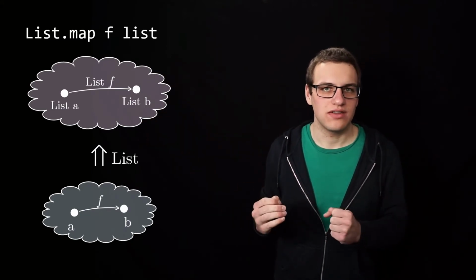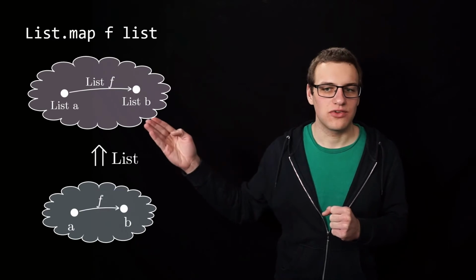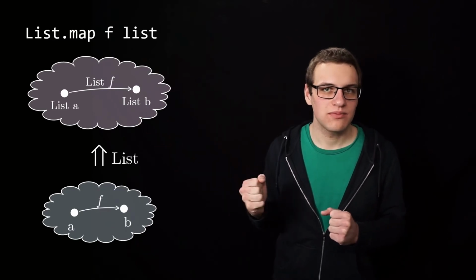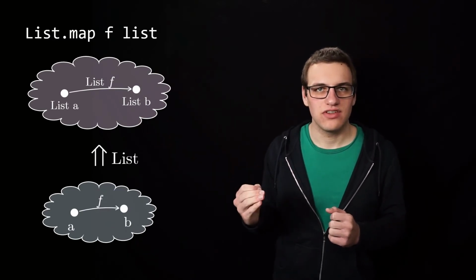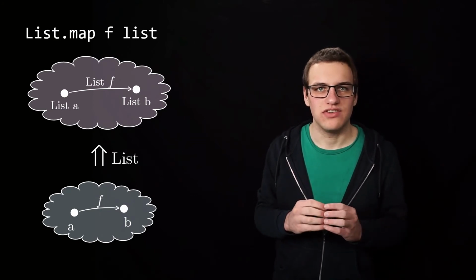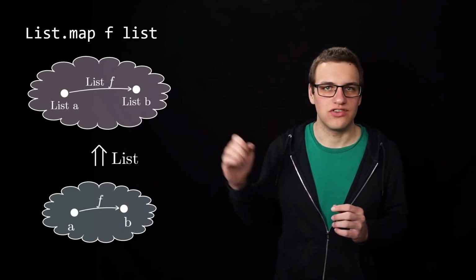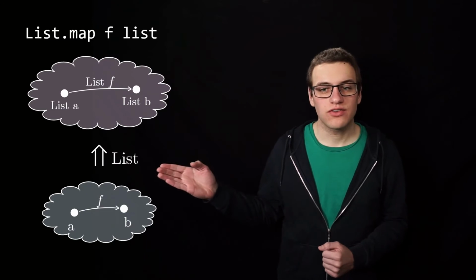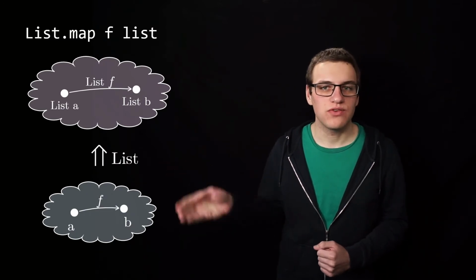But in programming, the type constructor is usually used to map objects, and the map function of that specific type is used to map functions. So a functor like list is a mapping between two categories.